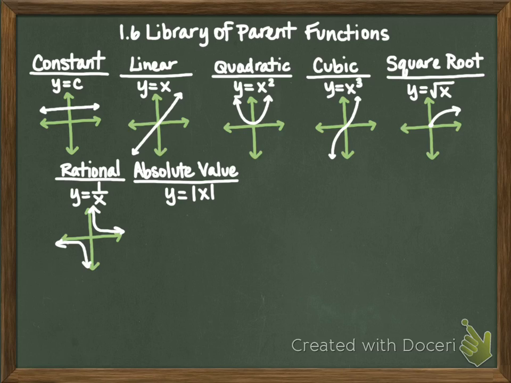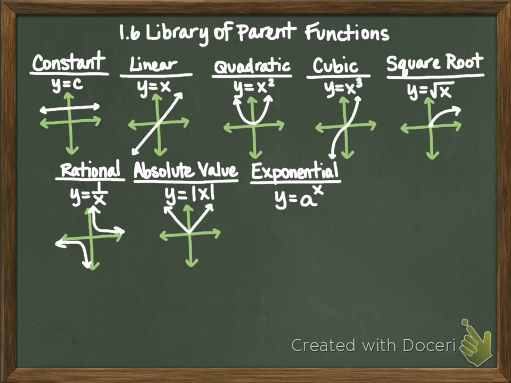Absolute value, y equals the absolute value of x. Looks like a V shape that's always positive. Next is the exponential, y equals a to the x power, so the variable is in the exponent. Okay, so this exponential function is going to look like it's getting really, really close to some horizontal line. In this case, it's the x-axis, and then it's going to be going up probably drastically fast. You're going to have some big numbers usually in an exponential function.